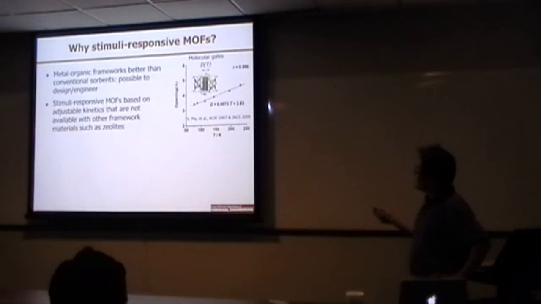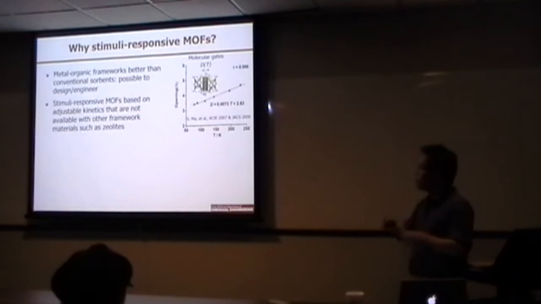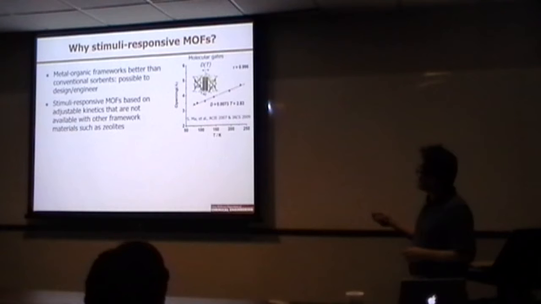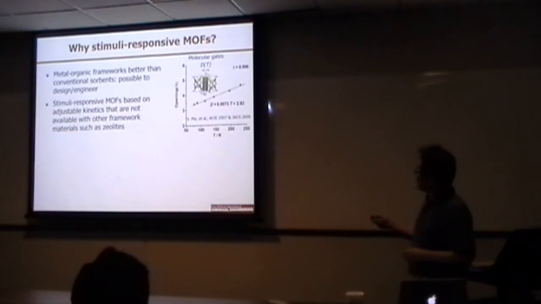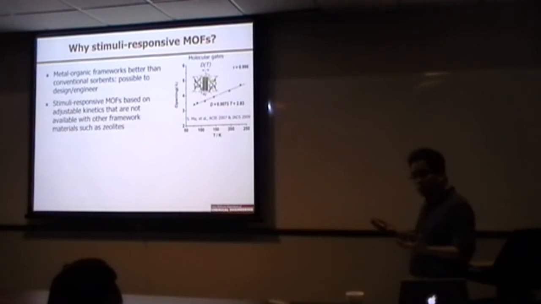What this graph shows: on the y-axis we have the effective opening of the pore size, and the x-axis is temperature in Kelvin. As you can see here, as you start increasing temperature, the effective pore opening starts increasing. It has a linear relationship, by simply changing the temperature.